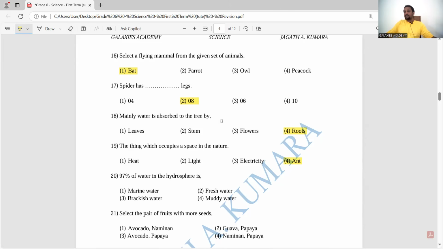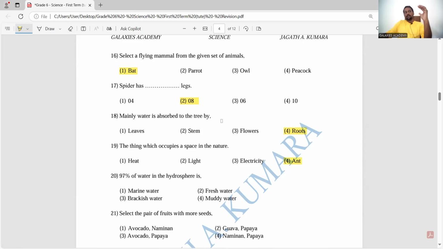Marine water, what are the examples? We can't drink them because many types of salt are dissolved in the water, right? So they have a salty taste. What are the examples for the marine water? Oceans and seas, right? So another type we discussed is brackish water, right?